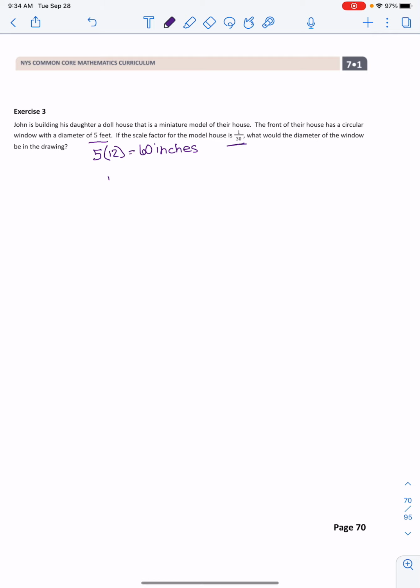So now we have 1/30 times 60, which would equal 2 inches. The only time we work with this is when we are working with fractions. If we are working with the whole number, then we don't have to do this. Okay? And that ends our lesson.